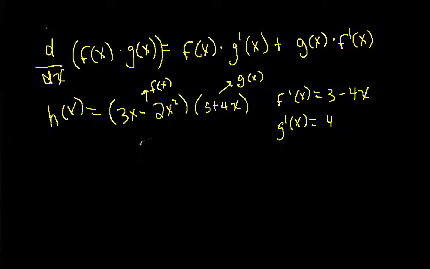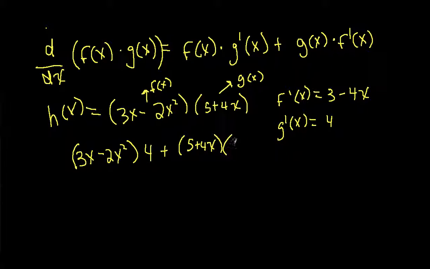Okay, so now that we have that, we can plug all that we have into this formula. So it's our first function, which I know is 3x minus 2x squared, first function, times the derivative of our second, which is just 4, plus our second function, which is 5 plus 4x, times the derivative of our first, which is just 3 minus 4x. Okay, so a lot of it is just memorizing the formula, and if you can do the derivatives, then you should be fine. So we need to distribute this 4.